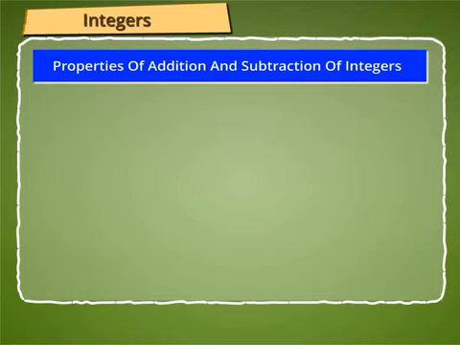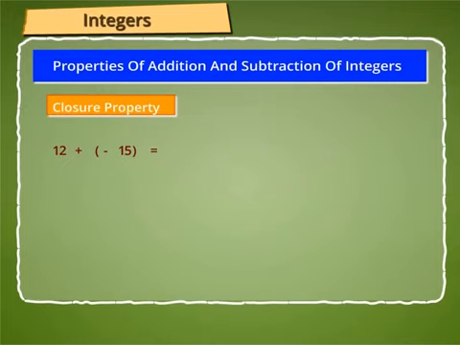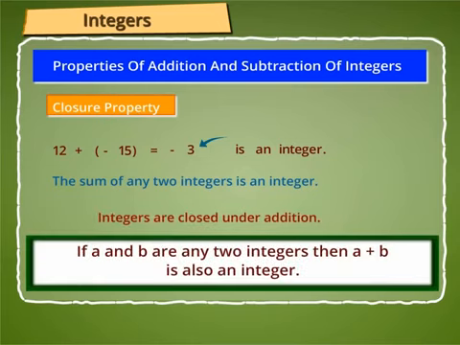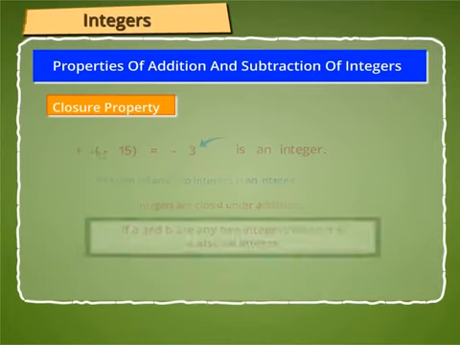Properties of addition and subtraction of integers. Closure property. As we know that 12 plus minus 15 is equal to minus 3 and minus 3 is an integer. Thus, the sum of any two integers is an integer. We can say that integers are closed under addition. Hence, if a and b are any two integers, then a plus b is also an integer.